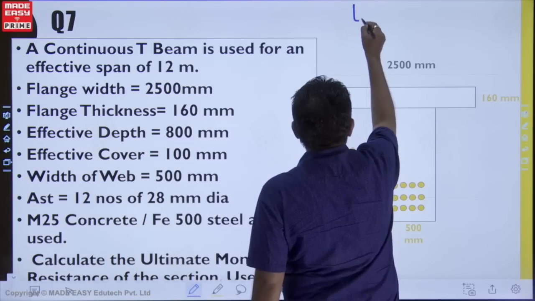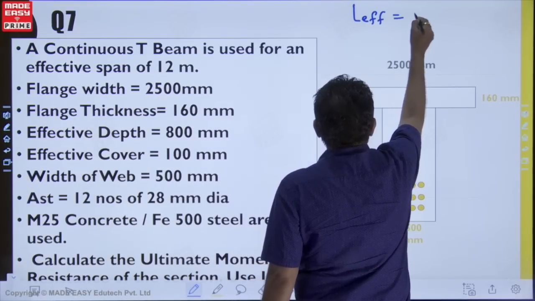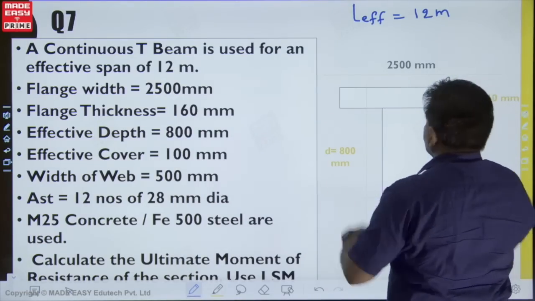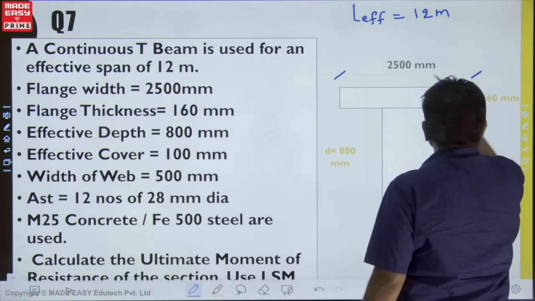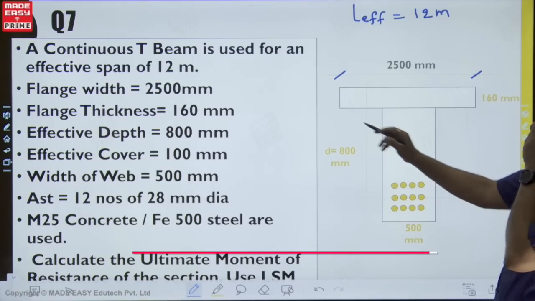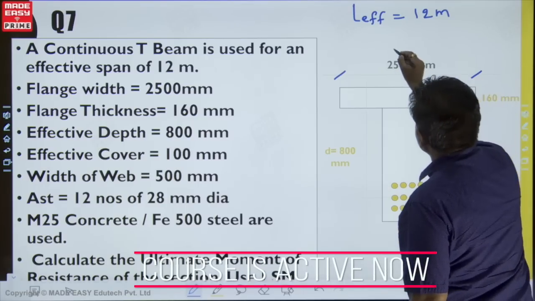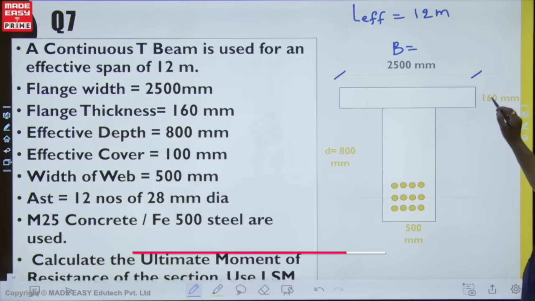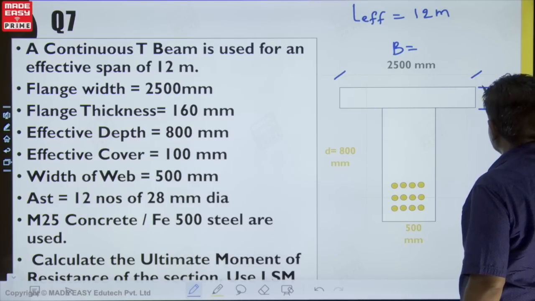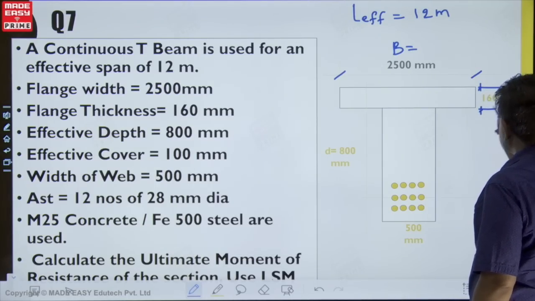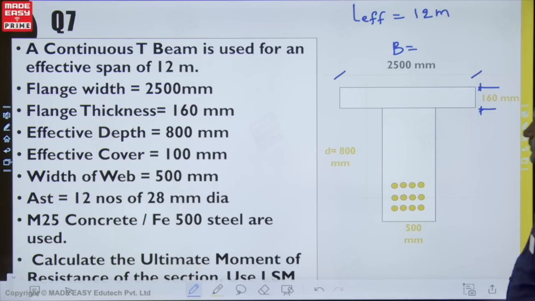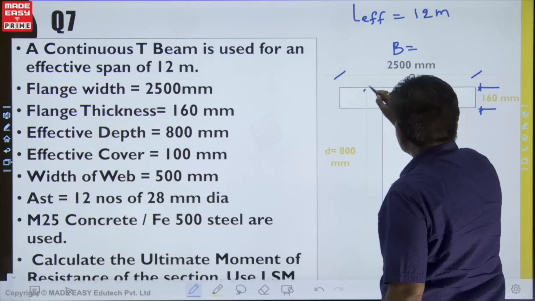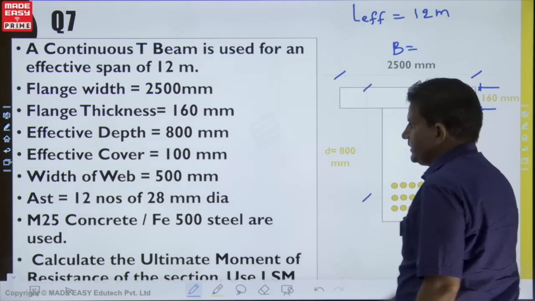See, L effective is 12 meter of the continuous beam. Flange width will be this value, 2500. This value we will call capital B, width of the flange. This value is the depth of flange, 160 mm. Effective depth is 800 mm, from this point to this point.